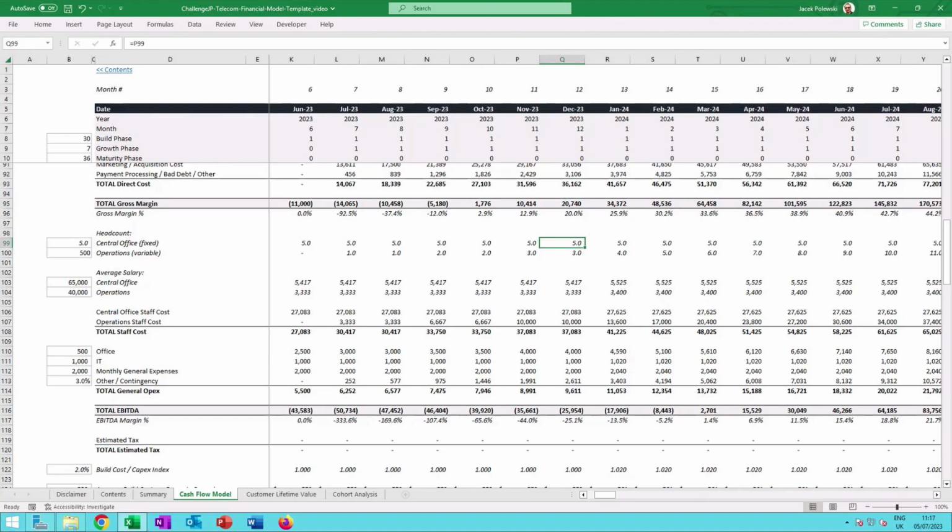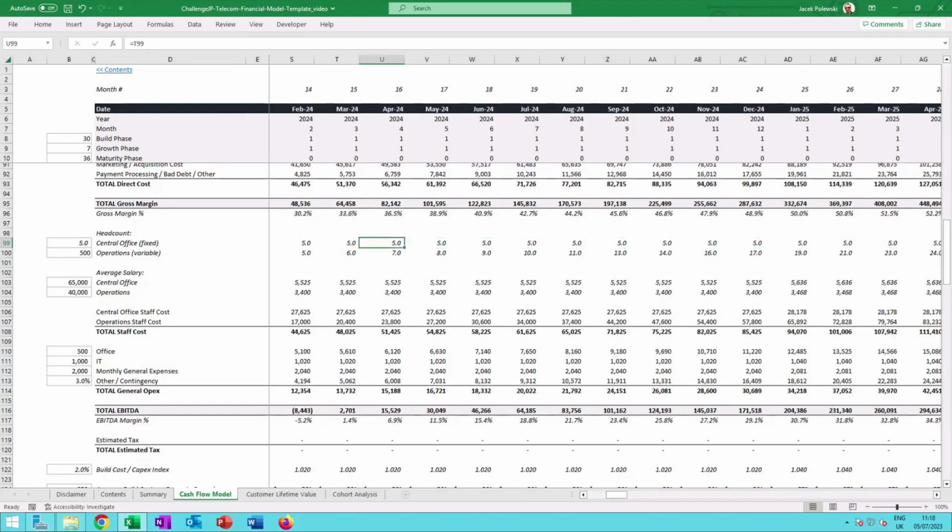So for the central cost calculation, we'll first calculate the staff cost, so any costs that are related to your salaries, to hiring the employees. First of all, I want to calculate the number of employees that you have in your central office. So that could be your management. And then the number of employees that would be related to operations.